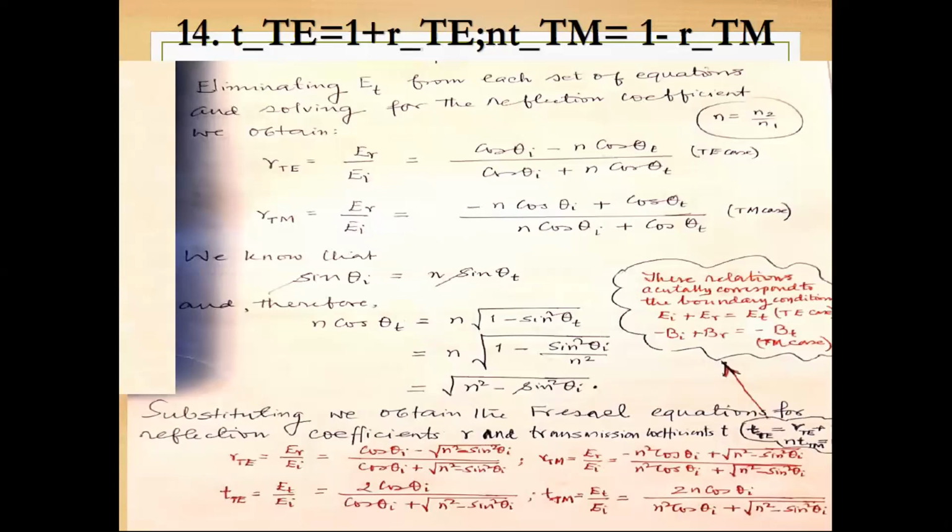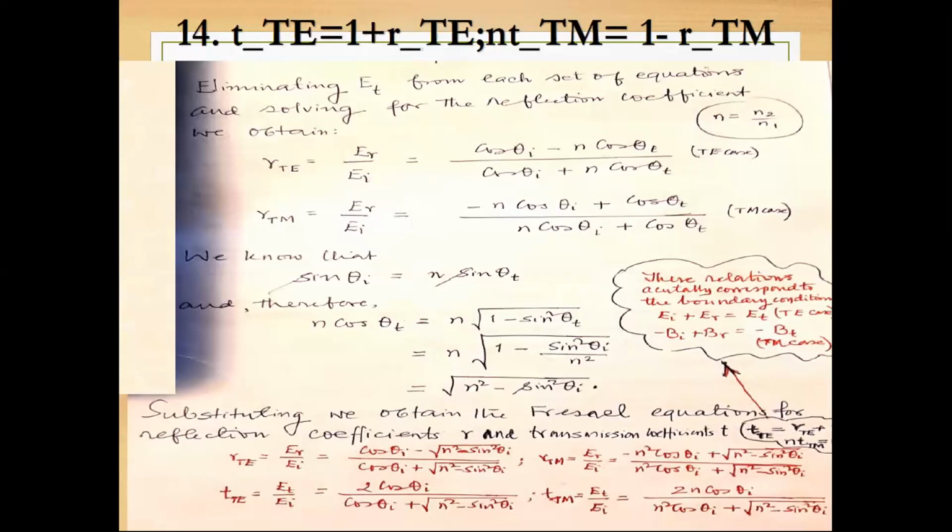And then I have used Snell's law to write RT and TT. Snell's law gives me sine theta I equal n sine theta T. So n cos theta T will be, this is trivial, square root of n square minus sine square theta I. And substituting in a similar fashion, I obtain RT and also TT equal to cos theta I whole divided by cos theta I plus square root of n square minus sine square theta I.